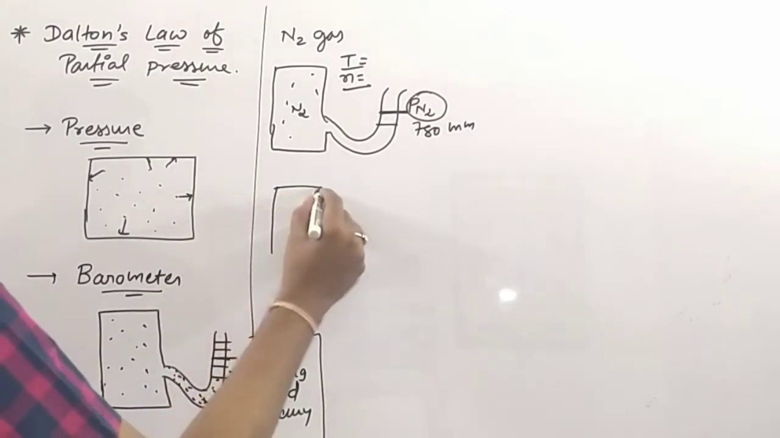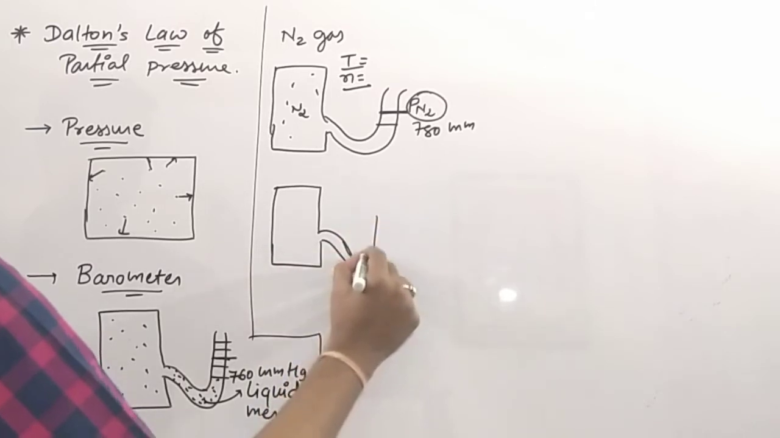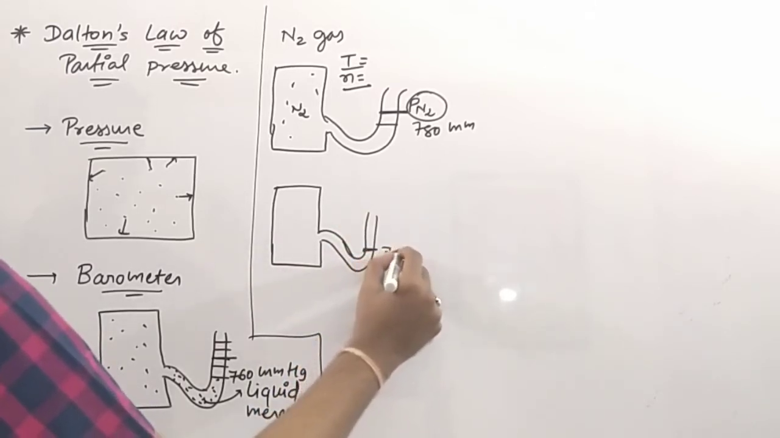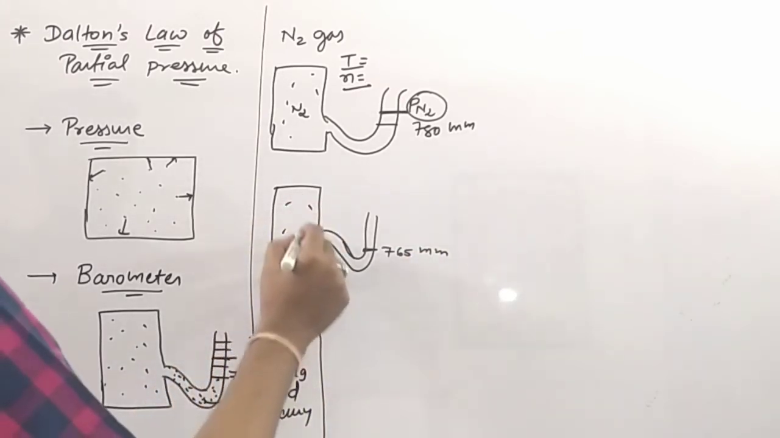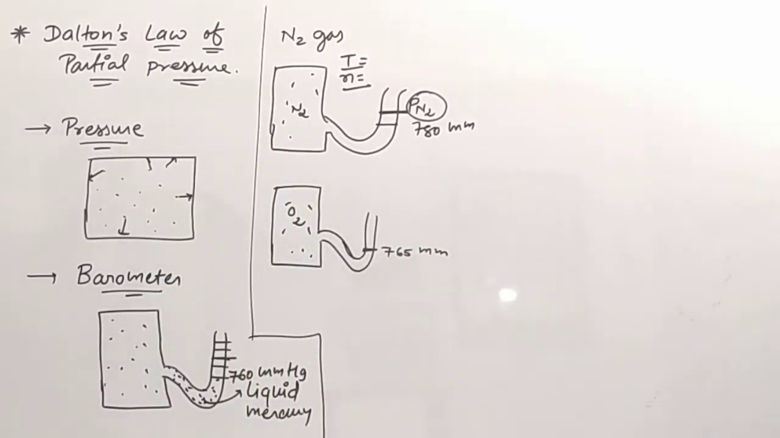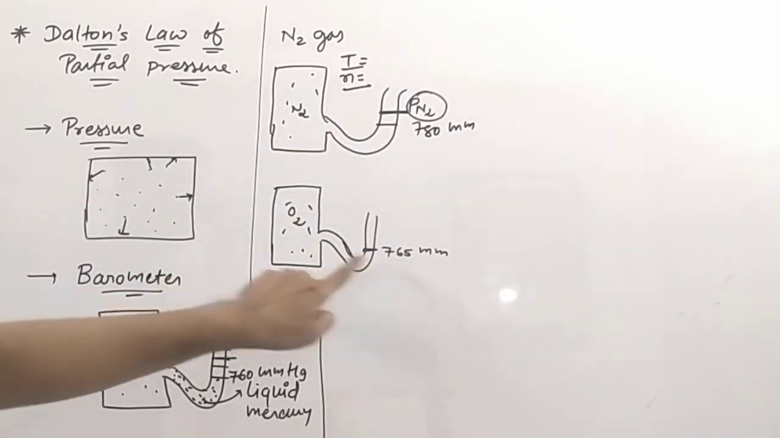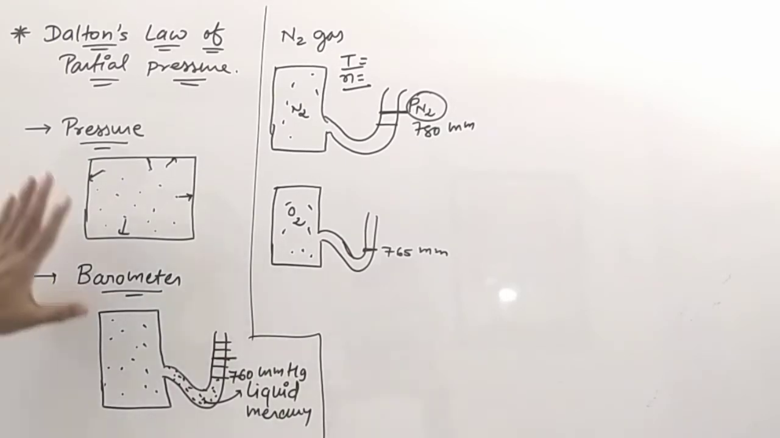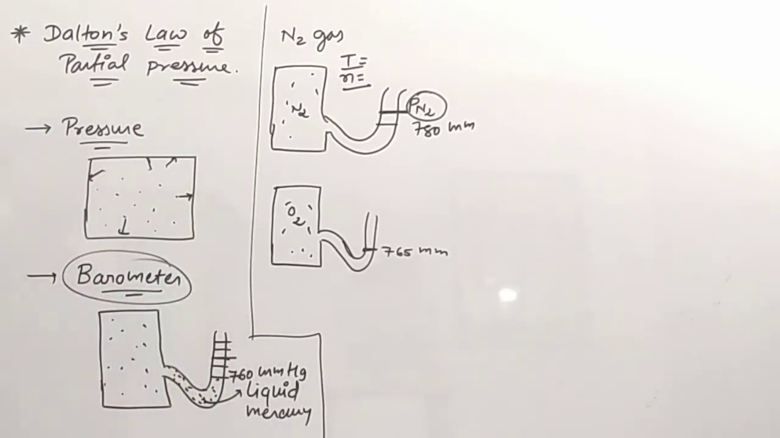Now suppose you have filled oxygen gas here. For oxygen gas the marking is only 765 mm. So this will be the pressure of oxygen gas. This is the individual pressure of nitrogen gas, and this will be the individual pressure of O2 gas. So I showed you what pressure is and by which instrument we can calculate pressure, that is by barometer, and how it works we have already discussed.